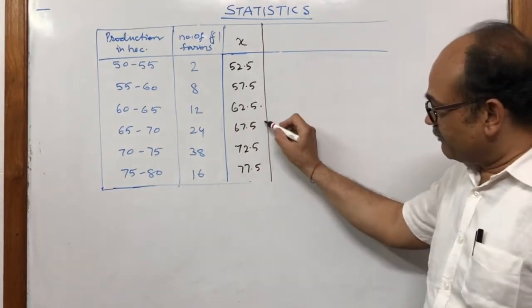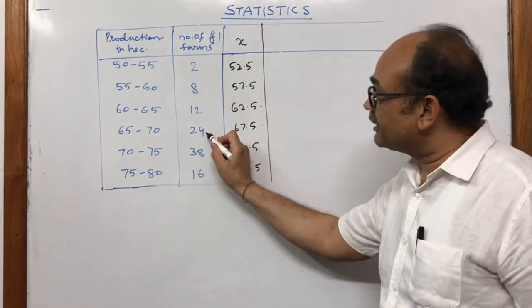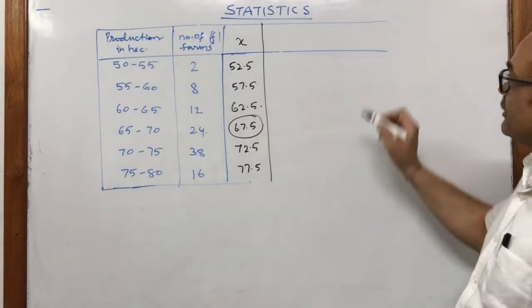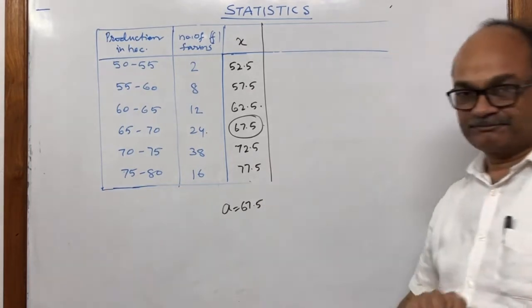Middlemost, we have two middlemost numbers, so your choice, we can take any one. So the number greater frequency is here, that's why we'll take assumed mean 67.5. So here we write assumed mean as 67.5.